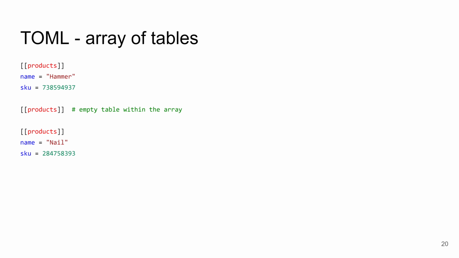And this brings us to the last feature of TOML, which are arrays of tables. An array of tables can look like this. You can distinguish that there is an array of tables by seeing the two square brackets. So this actually is an array called products of anonymous tables. The first table contains two key value pairs, a name and SKU. The second table is empty, and the third table contains two key value pairs, name and SKU. So those are three tables in an array called products.